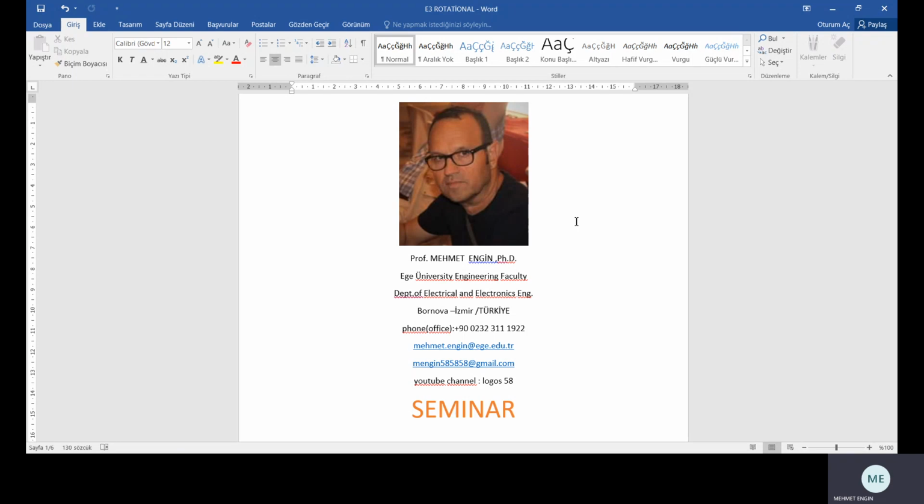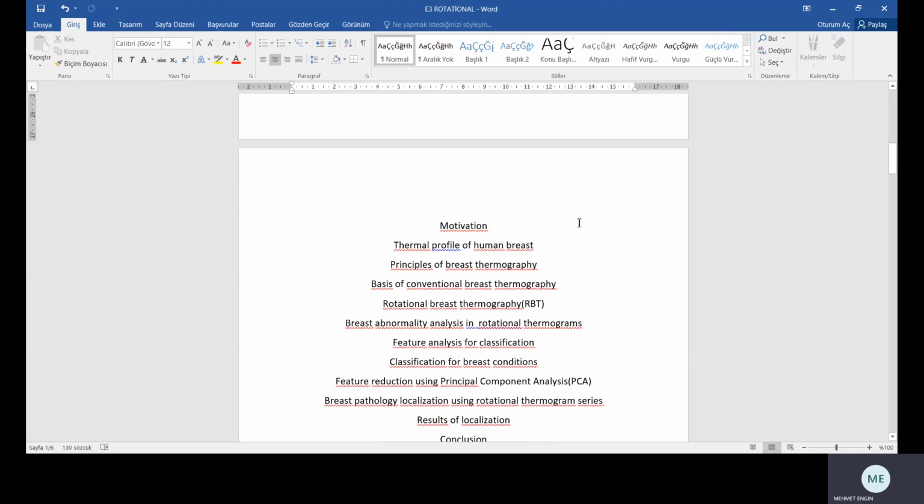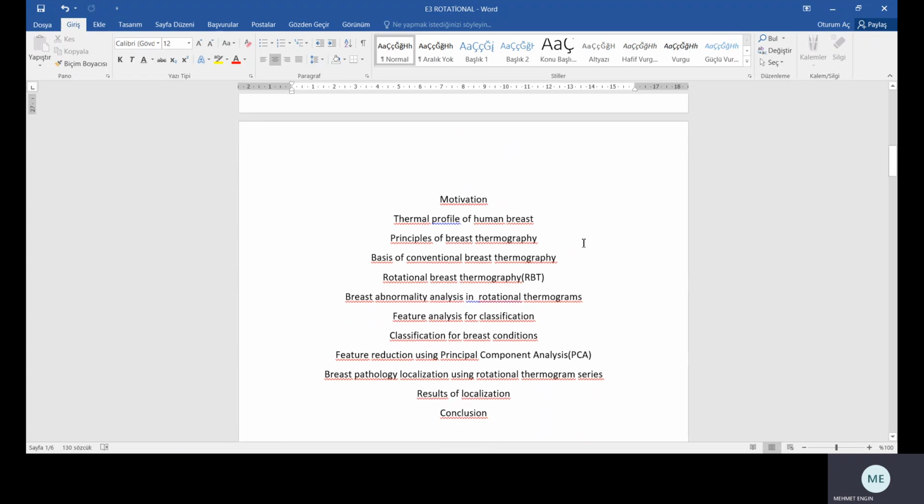Now, this is the outline of the seminar: the motivation, the thermal profile of the human breast, principle of breast thermography, basis of conventional breast thermography, rotational breast thermography (RBT), breast abnormality analysis in rotational thermograms, feature analysis for classification, classification for breast conditions, feature reduction using principal component analysis (PCA), breast pathology localization using rotational thermogram series, results and localization, and finally conclusions.